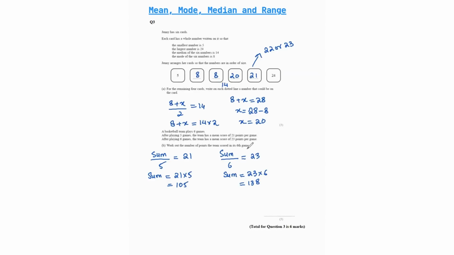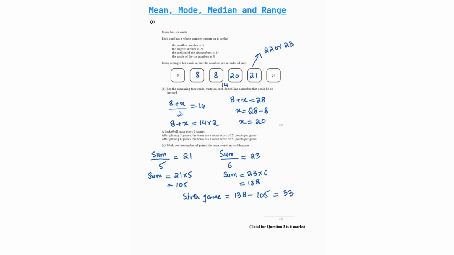Now, you need to remember that these are for the 6 games. So in these 6 games, the 5 games are also included. So to find out the points of the 6th game, we can find the difference of 138 and 105. And that's going to give us a value of 33. So 33 points are the points that he scored in the 6th game.